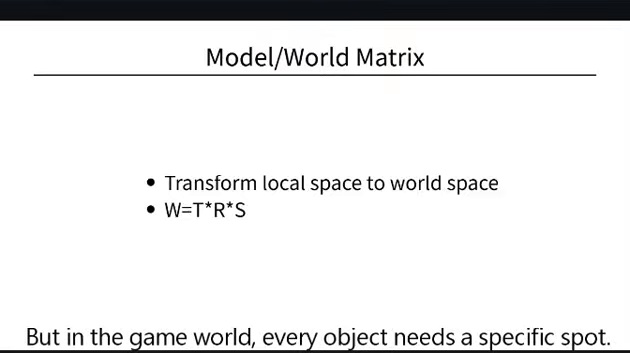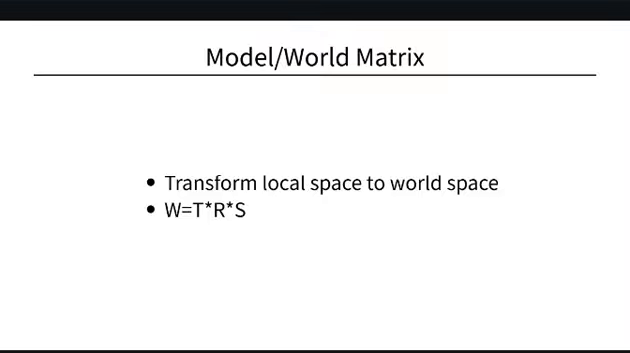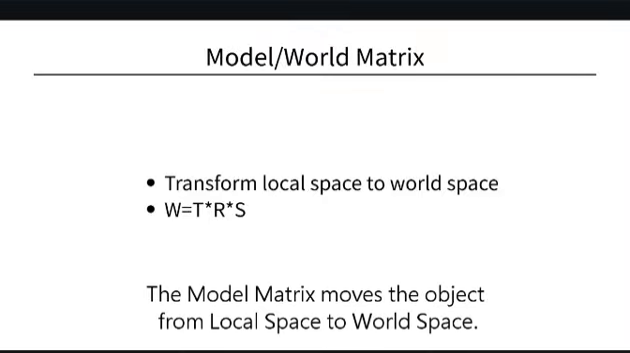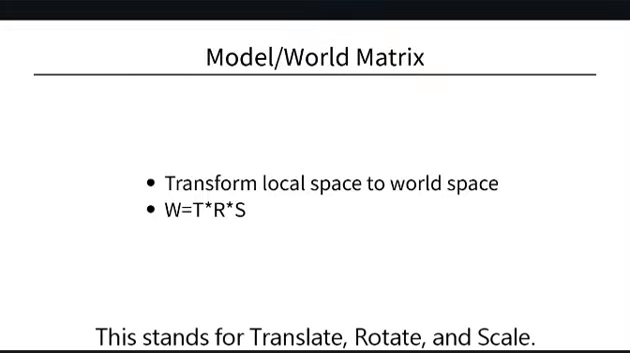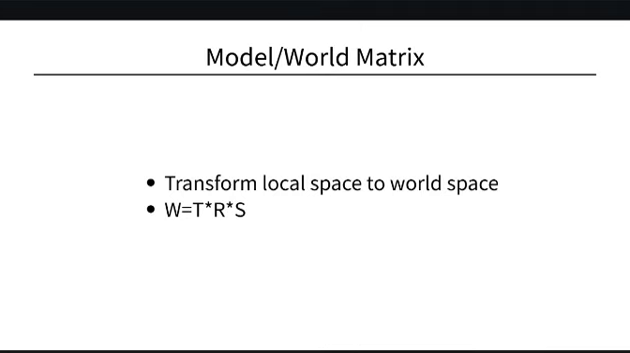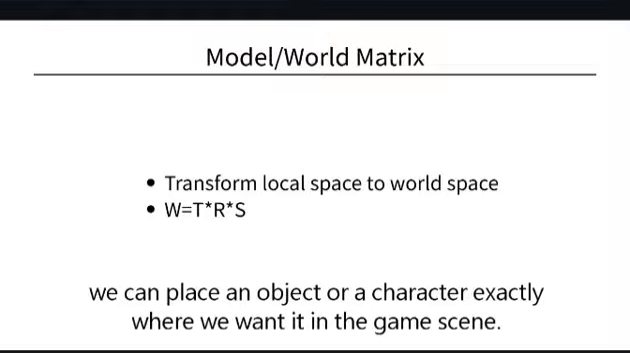But in the game world, every object needs a specific spot. The model matrix moves the object from local space to world space. You can see the formula W equals T R S. This stands for translate, rotate, and scale. Using these three steps, we can place an object or a character exactly where we want it in the game scene.